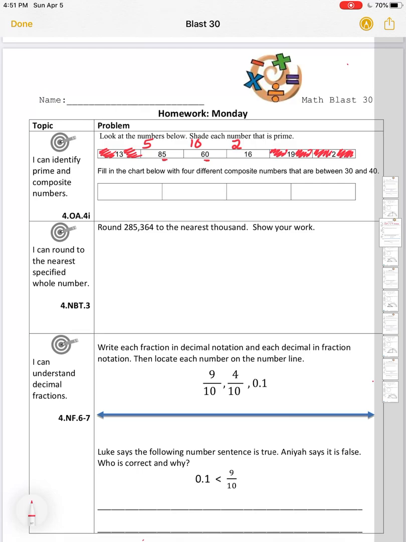Fill in the chart below with 4 different composite numbers that are between 30 and 40. Keep in mind, composite numbers are the numbers that have more than 2 factors. So I'm going to use even numbers between 30 and 40 because I know each of those numbers would have 1 and the number itself as factors, but because they will be even numbers, they'll also have 2 as a factor. So I'm going to jot down 32, 34, 36, and 38.